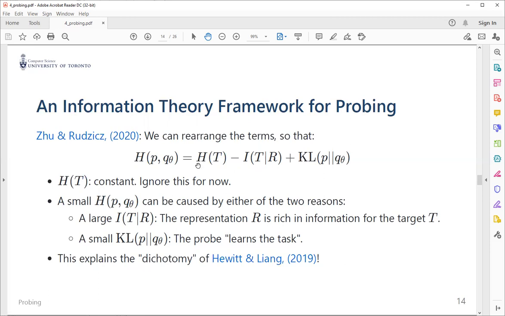So the left-hand side is the cross entropy that basically measures the probing task performance. If we see that the probing task performance is high, then the left-hand side cross entropy is small. Then usually people just say this is because there is a large mutual information between the target and the representation. But on the other hand, a small left-hand side could also be caused by a small KL divergence between the posterior and the prior. So these two possibilities exactly correspond to the dichotomy by Hewitt and Liang. If you see a good probing performance, this could result from either the representation being rich or the probe learning the task.